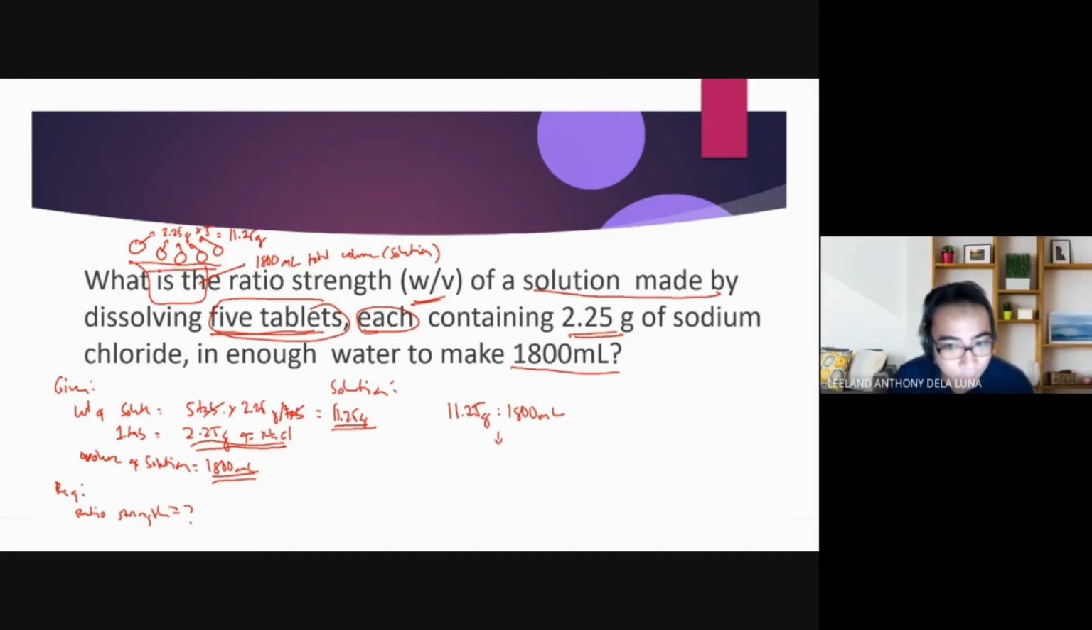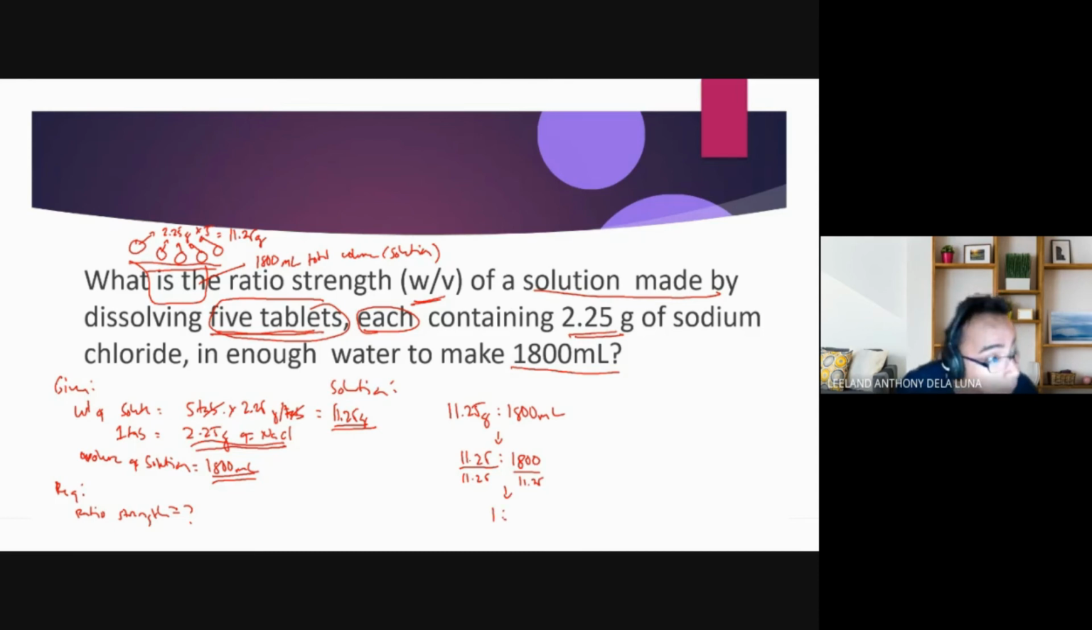Okay, so anyway, 11.25 is to 1,800 ml. So technically, yun yung proportionality natin. So sabi nga natin, hanggat maaari, hindi pwedeng hindi 1 yung numerator natin. So again, divide both sides of the equation by the numerator, which is 11.25. So this would be 1 is to 1,800.